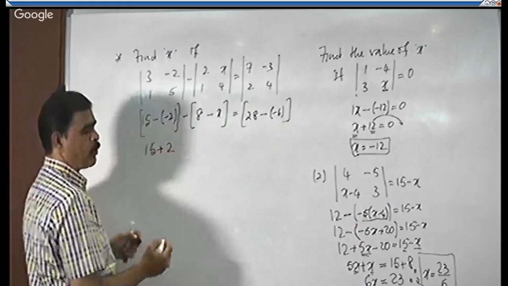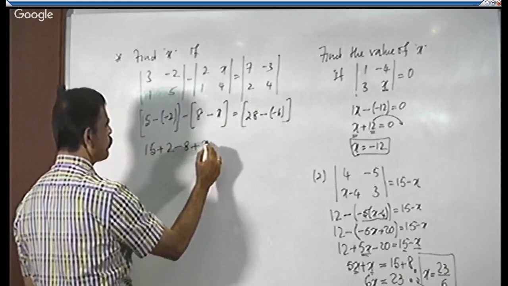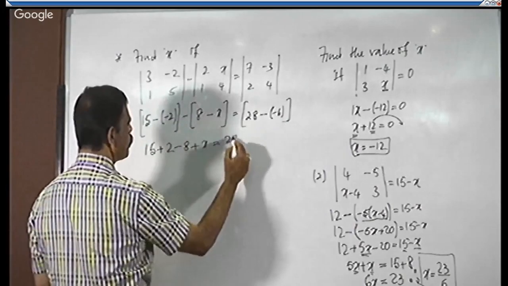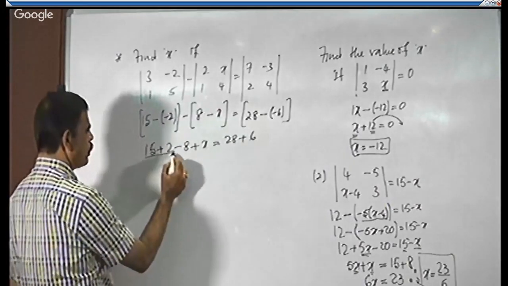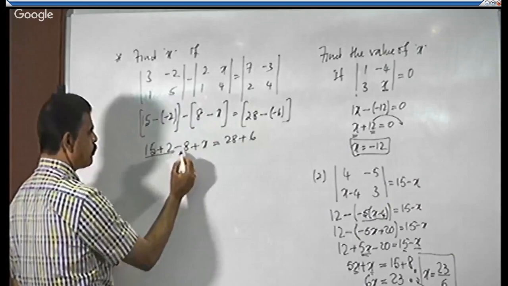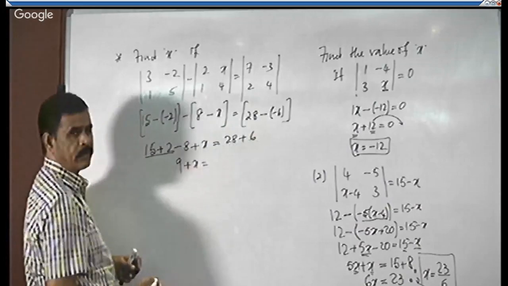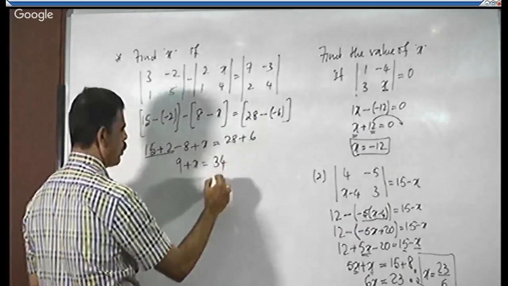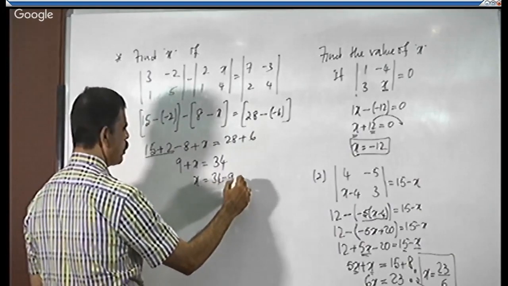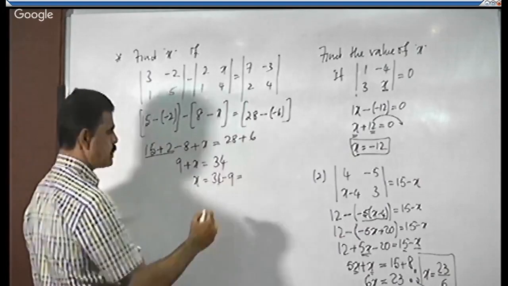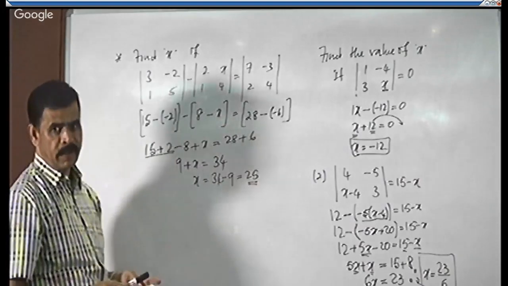Now open all the brackets. Minus of 8, minus into minus plus x, is equal to 28, minus into minus plus 6. 15 plus 2, it is 17. 17 minus 8, it is 9, plus x is equal to 28 plus 6, it is equal to 34. Or x is equal to 34 minus 9, that is 25. The x value is what? It is 25, right?